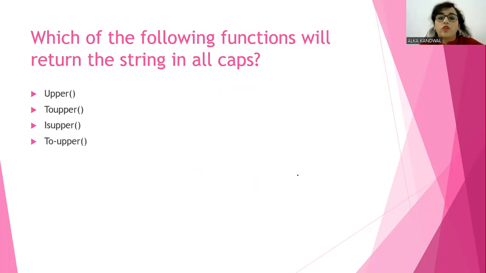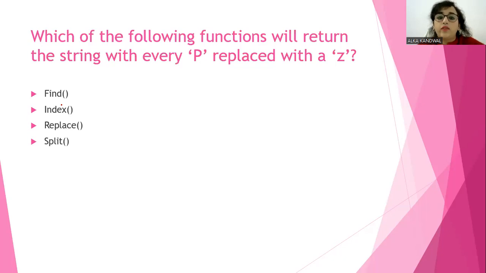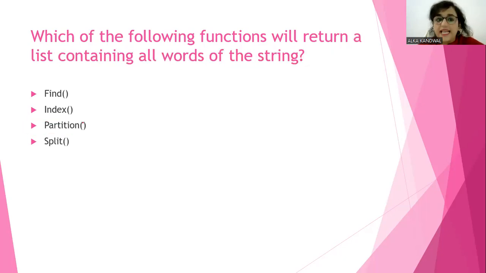Which of the following functions will return the string in all capitals? Obviously upper. I told you that to confuse you, they will give you 2 upper, is upper and this, so most will think it is 2 upper. It's not the case. The upper is the correct answer. Which of the following functions will return the string with every p replaced with a z? Obviously, the function is nothing but replace. That is absolutely correct.